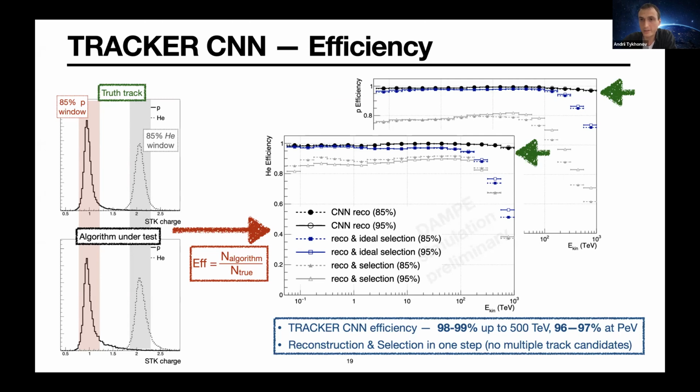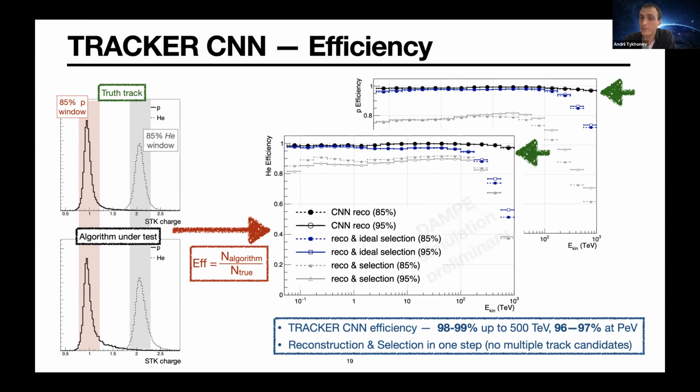The gray graph corresponds to a standard tracking with the standard identification algorithm, the one that we used in our publications for the helium spectrum measurement. Then the blue graph corresponds to the standard tracking with the ideal identification. So when on Monte Carlo truth level, you match the reconstructed track to the true direction. And then the black one corresponds to the developed convolutional neural net.